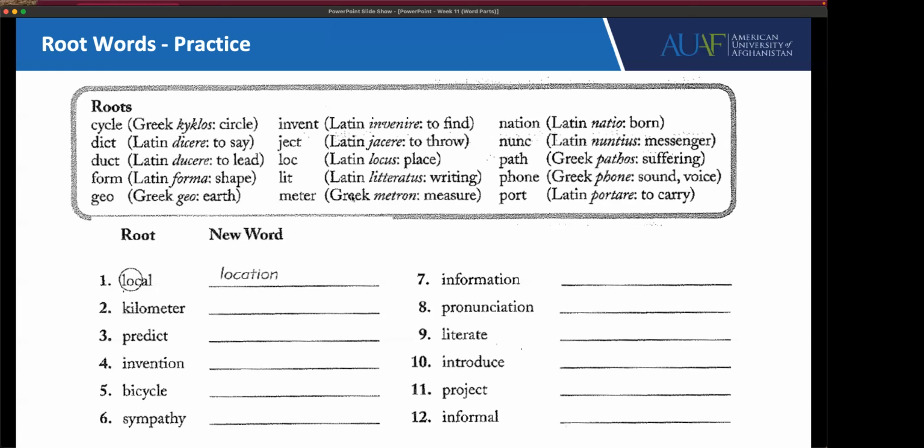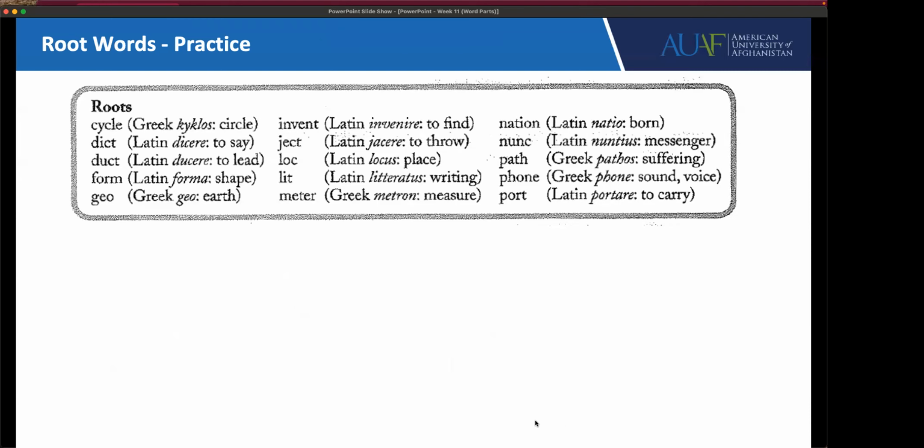Okay, project. Project is going to be ject, to throw. Inject. Inject, reject. Reject, good. Object, very good. Okay, that one's easy. How about informal is going to be form, shape again, right? Formation. You could do inform too, right? Inform. Formatting. Very good.